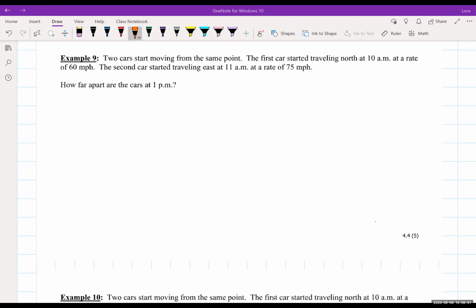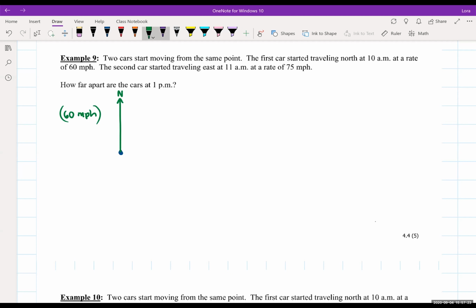So before I even get intimidated about an equation that I have to come up with, I really need to draw a picture of the situation so I know what I'm supposed to be doing. So we start off with two cars starting from the same point. So here's my same point. And then I just have to understand the north direction. One car is traveling north at 10 a.m. So north would be straight up. That's north, at a rate of 60 miles per hour. So I have 60 miles per hour, just in case I need to use that information later.